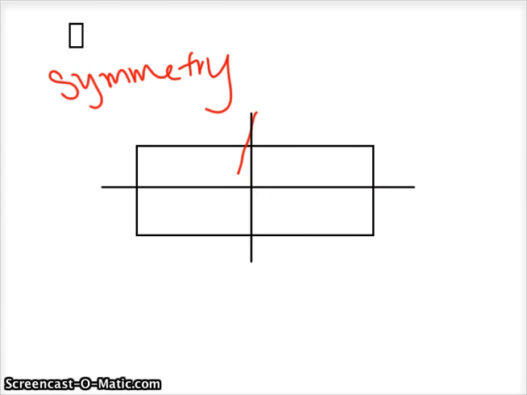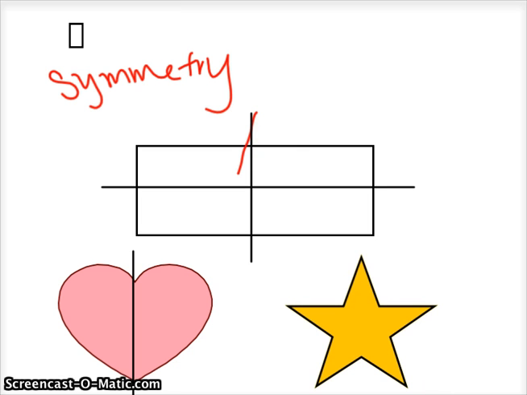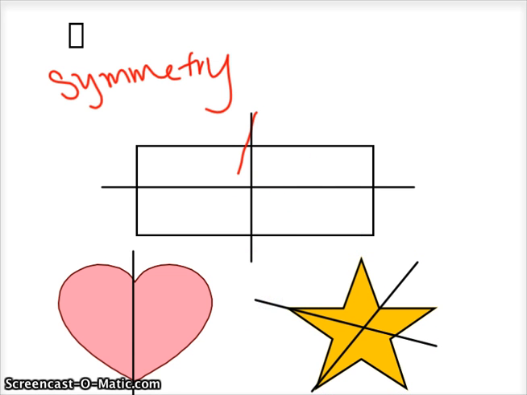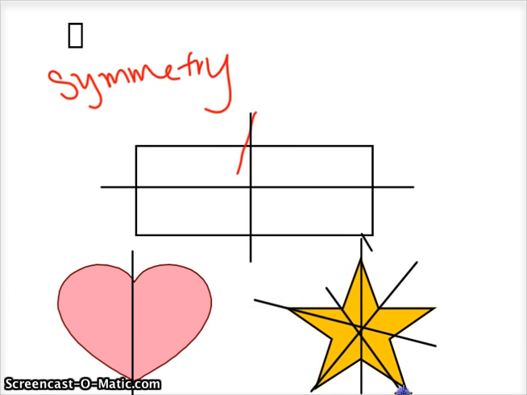sides. So this shape, even a heart, has a line of symmetry going right down the center. A star also has lines of symmetry. This one has multiple lines of symmetry. I could draw a line of symmetry there. I could draw a line of symmetry there if I move my line straight. There's a line of symmetry right here. And there's one more line of symmetry going this way.